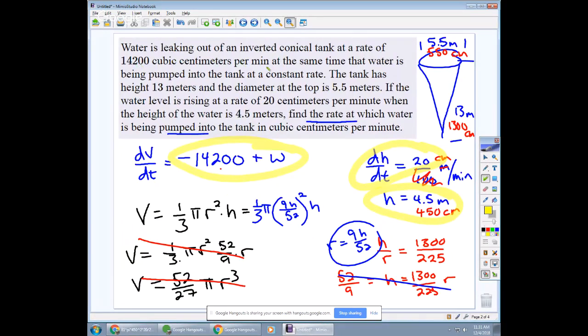14,200 cubic centimeters per minute, okay. And then water is being pumped in. The tank is 13 meters, which would be 1,300 centimeters. 5.5 meters would be 550 centimeters. Cut that in half for the radius, 225, okay. Looks right. Water level's rising at 20 centimeters per minute when the water is 4.5 meters, which would be 450 centimeters. That looks right. Just plug in with the decimal places. 952. Yeah, I don't see an error at the moment.